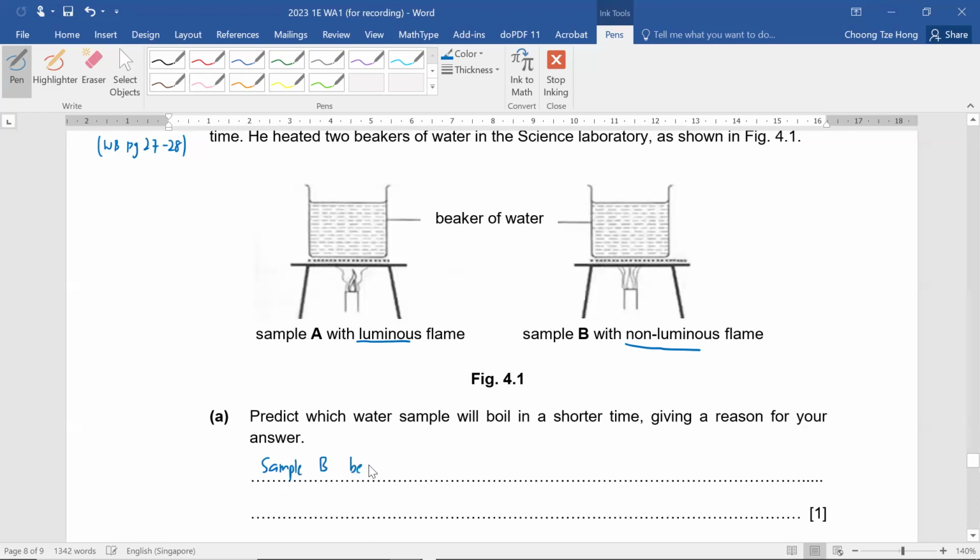Okay, because the non-luminous flame is stronger and hotter, right?